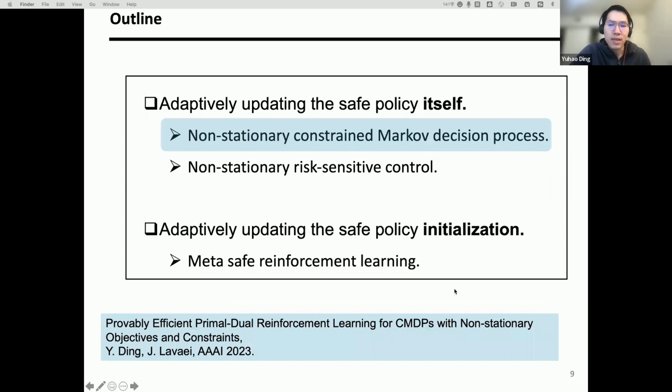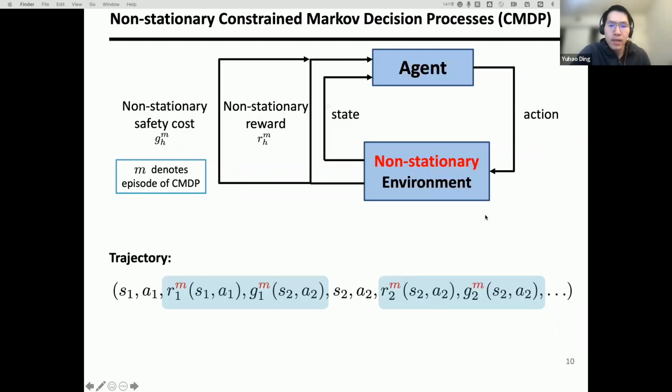Now I will start with the details of the projects we did towards the realization of non-stationary safe RL. The first formulation we consider is the constrained MDP. In the constrained MDP, we consider an episodic setting where at the beginning of each episode, the agent is reset to an initial state S1 and takes an action A1, receives the corresponding reward and cost feedback, and then moves to the next state.